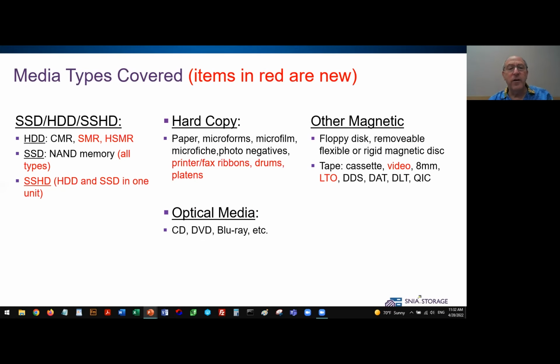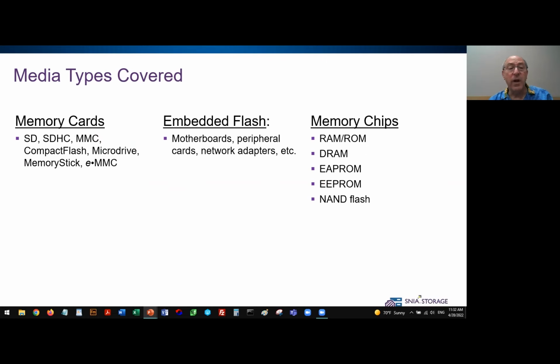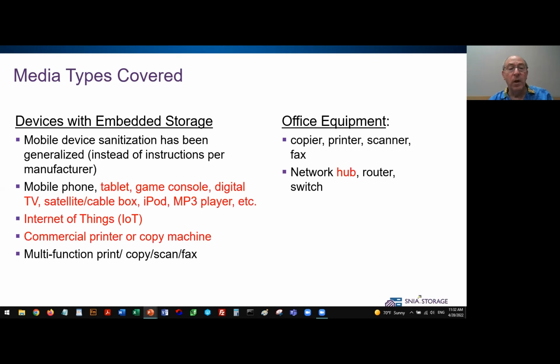Here's some things that we cover about sanitizing. An SSHD is a solid state hybrid drive. It has magnetic and non-magnetic media in it. We've extended our coverage of hard copy to include other things that you might find in a printer. These types of media we carry over from 27040. We cover mobile devices and composite devices more.